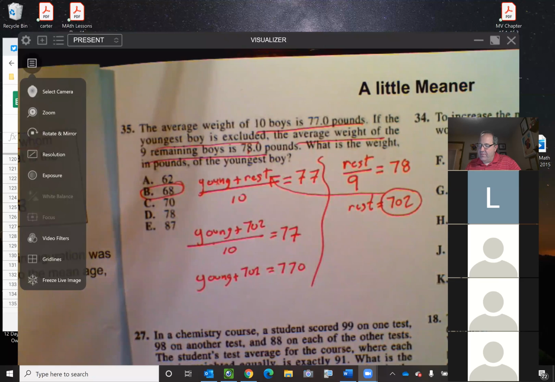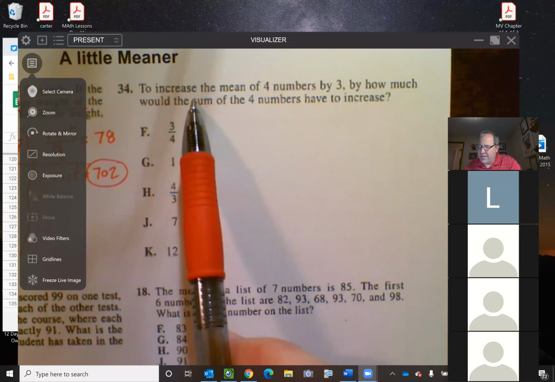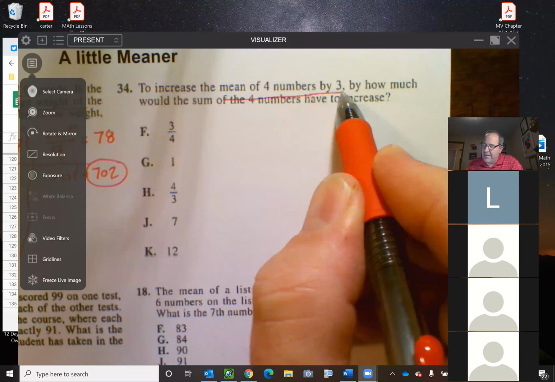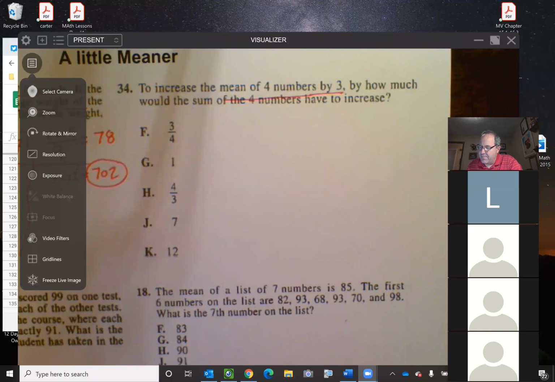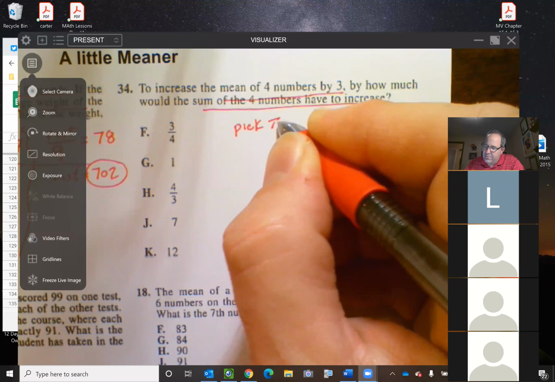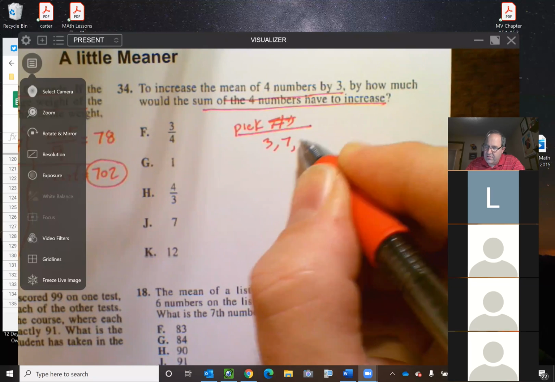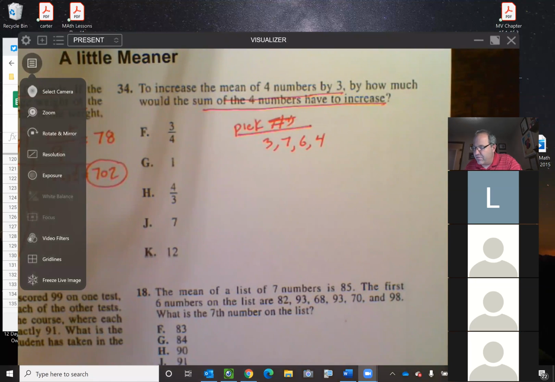So that's 35. And then 34, man, to increase the mean of 4 numbers by 3. So I want the mean to increase by 3. How much would the sum have to increase by? We could use a lot of heavy-duty algebra to figure this one out. But I think a nice strategy for us to try is just to pick some numbers. So I chose the numbers 3, 7, 6, and 4. I just kind of picked them out of the air, wrote down 4 numbers. I made sure they were all different.